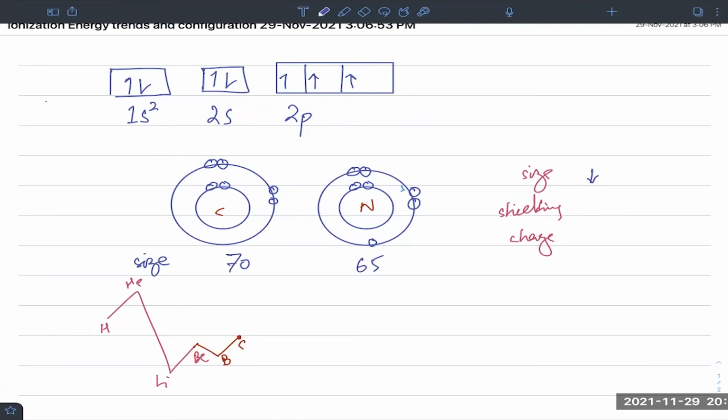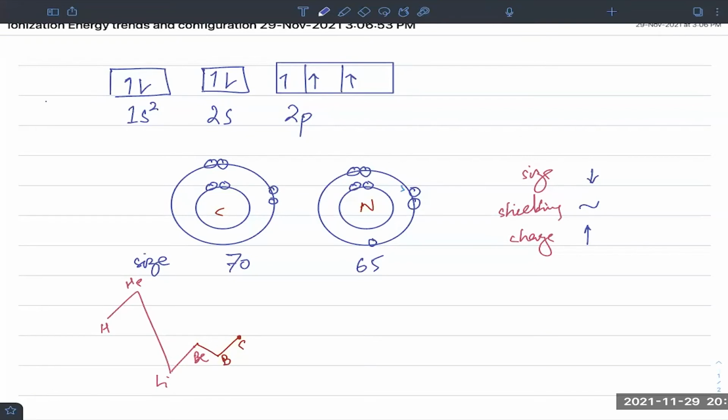पहले मुझे ये बताओ. Because you wrote 70 and 65. No, but how do you know in the exam that the size has decreased? Sir, because across the period, generally size does decrease. I'm not talking about a general case. I'm talking about a specific case from carbon to nitrogen. You should say effective nuclear charge increases. That's the reason the size decreases. Okay, what about shielding sir? Have you added another subshell? You haven't. Have you added another shell? You haven't. So shielding is roughly the same. So what do you expect? Ionization energy increasing or decreasing?